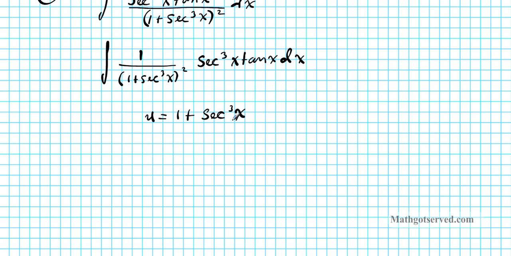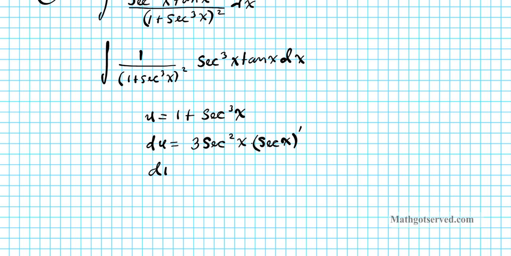So what is du going to be? Du is going to be the derivative of 1, which is 0. Derivative of secant to the third x, we have to use the chain rule. It's going to be 3 secant squared x for the outer function, which is a cubic function. And then for the inner function, let me show you the steps so you don't get confused, times secant x prime. Okay? That's the inner function.